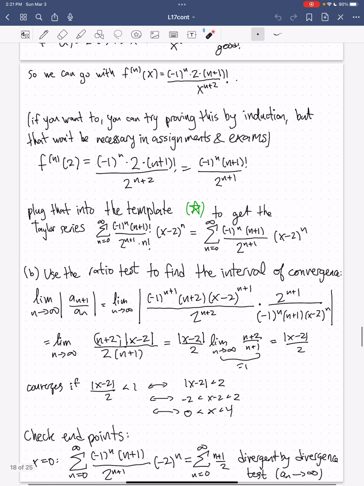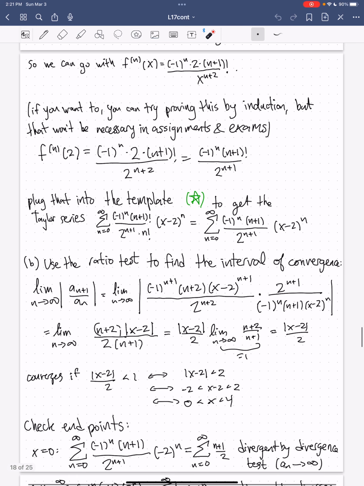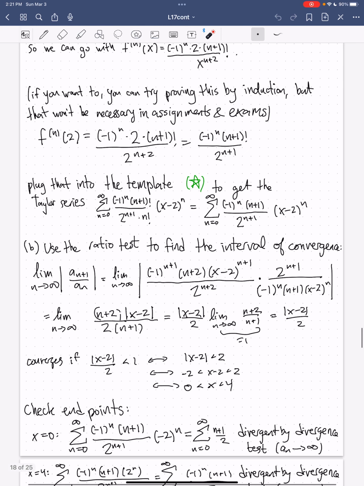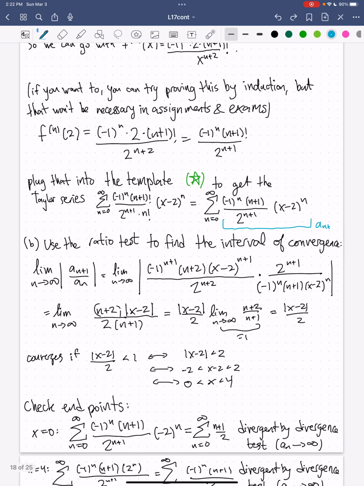Okay, so for part B then, to find the interval of convergence, or the interval where our representation is valid, we use the ratio test. So we take our n plus 1 term, divided by an, take the absolute value, business as usual. So remember, an plus 1 refers to the entirety of what's inside the sum. Oh, that's not an plus 1, that's just an. There we go.